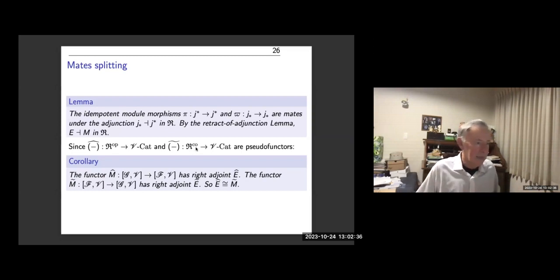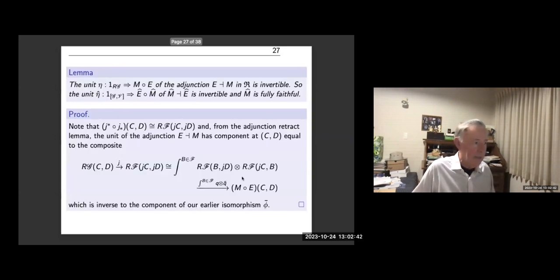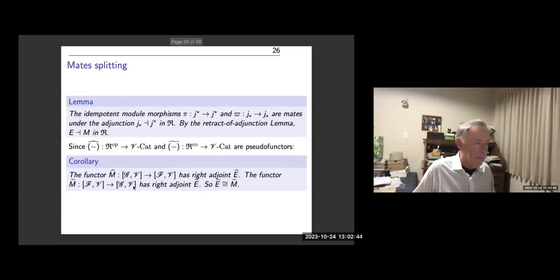So you get all these things in terms of actual functors now. The M hat has a right adjoint E hat, and the functor M tilde has a right adjoint E tilde, just coming from the adjunction back in R. You're applying the hat process and the tilde process. So it turns out that the E hat is actually isomorphic to M tilde, because they're both right adjoints of M hat.